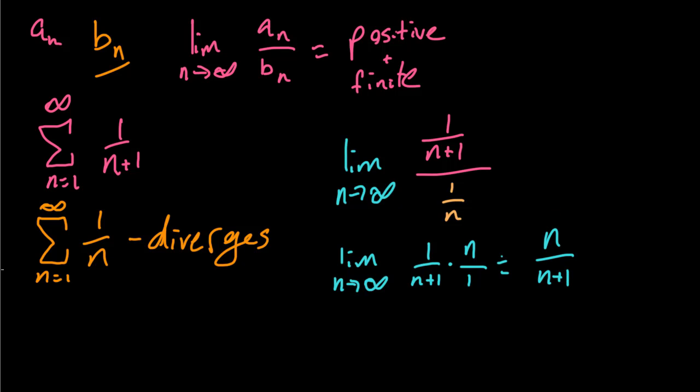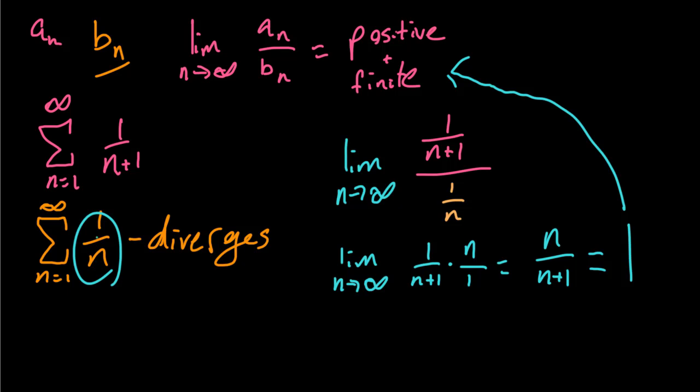And now, since we're taking our limit, as n approaches infinity, our numerator and denominator both have the same degree. Our n's are both to the first power, so we can just divide n by n, and we'll get that this is equal to 1. Now, last I checked, 1 is both positive and finite. So we know that both of our series either converge or diverge. But we know that our harmonic series, 1 over n, diverges, which tells us that a sub n also diverges.